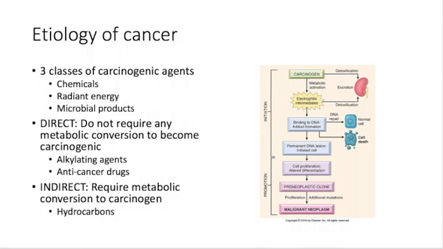We're going to look at the etiology of cancer now. So we have 3 classes of carcinogenic agents: chemical, radiant, and microbial products. We have 2 different types. We can have direct or indirect agents causing the issue. If it's a direct agent, it does not require any metabolic conversion to become carcinogenic. So these would be alkylating agents, anti-cancer drugs.